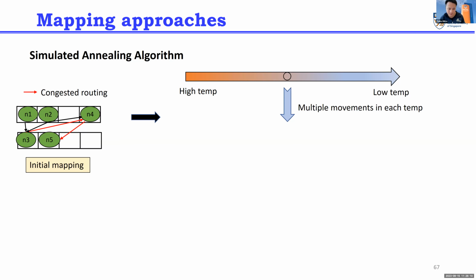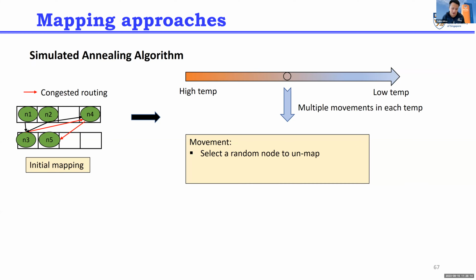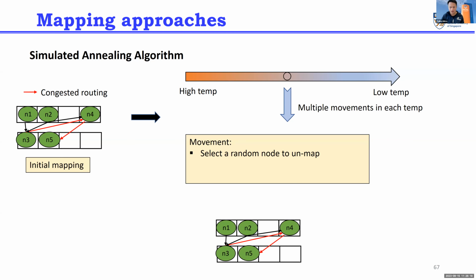What is a movement? A movement is to select a random DFG node to unmap. For example, in this initial mapping, we select the node N5 and select a random PE to map the operation. For example, N5 goes to here. Because the placement changes, we need to reroute for node N5. So we route here. And because we moved it, it's a different mapping and routing.